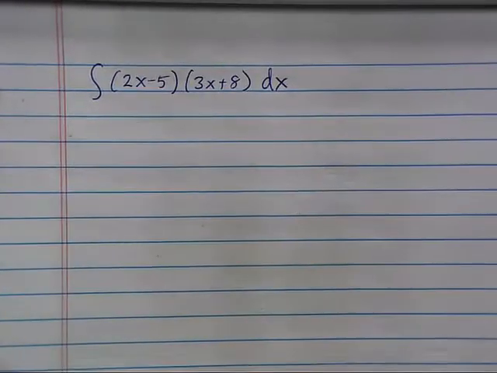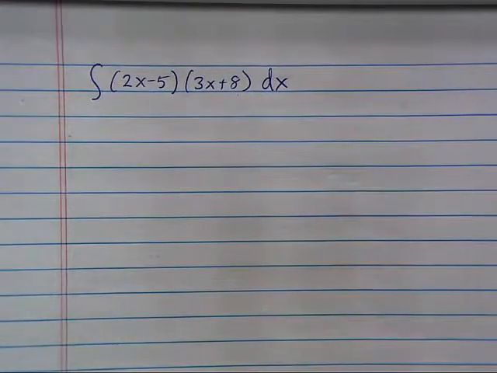What if I ask you to find the antiderivative of 2x minus 5 times 3x plus 8? Do you FOIL first? You must FOIL first. That makes it a lot easier. We do not have a product rule for antiderivatives. We also do not have a quotient rule for antiderivatives. Those are derivative rules. Those are not antiderivative rules. So if you have something like this, your only option is to FOIL it out. So that doesn't make it terribly hard, does it?